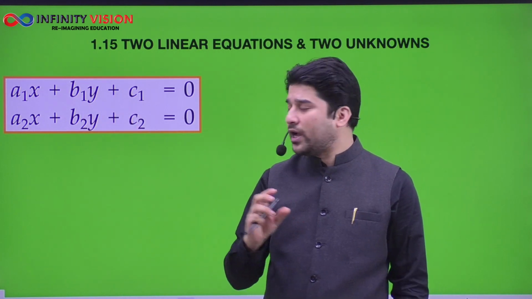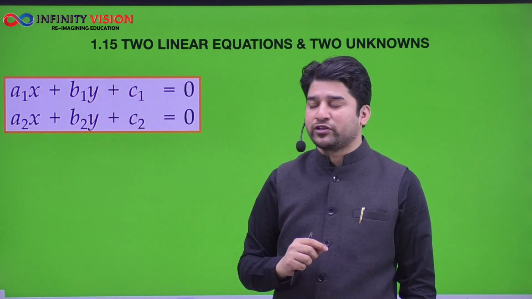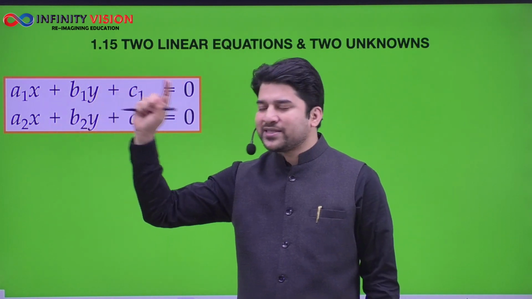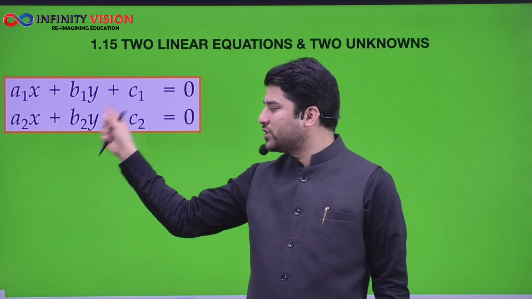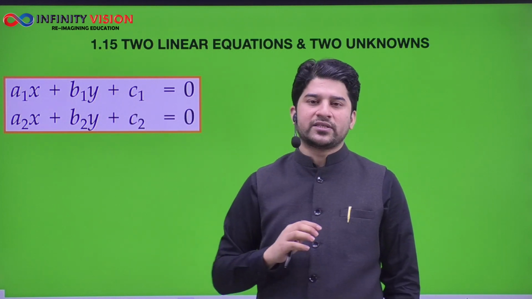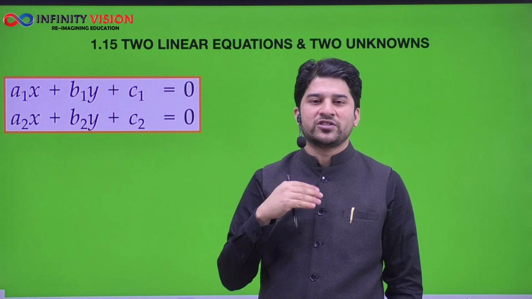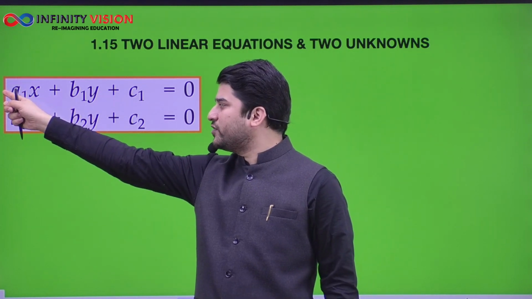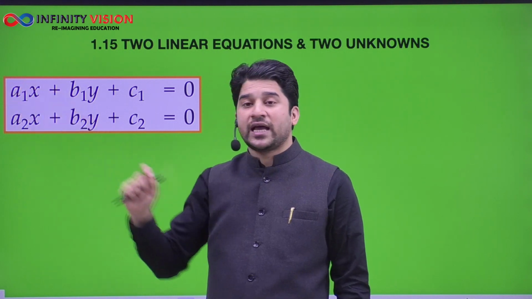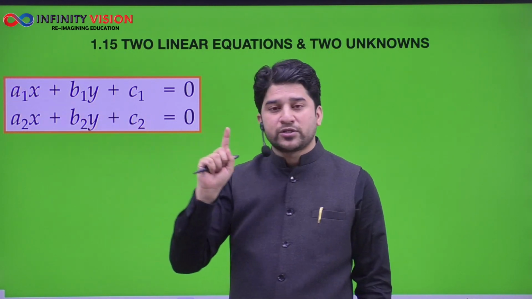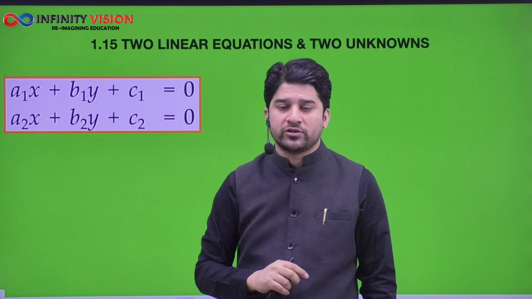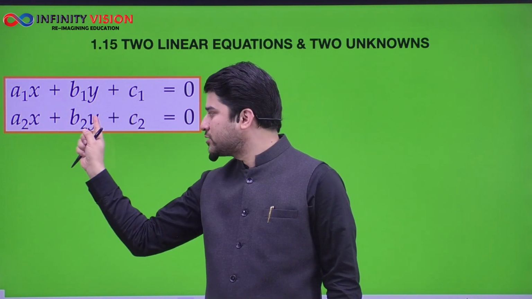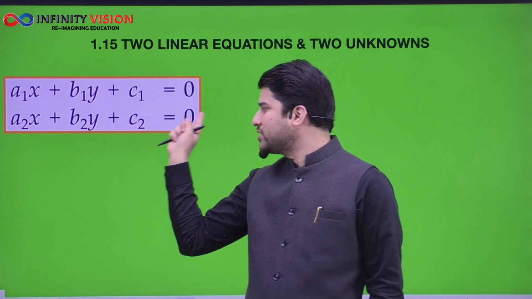So I am going to multiply my first equation by b2 so that my coefficient becomes b1b2, and I am going to multiply my second equation by b1 so that the coefficient becomes b1b2. Once I got the same coefficient, I can subtract these two equations to eliminate that variable. So multiplying the first equation by b2 makes it b2a1x plus b2b1y plus b2c1 equals 0. And I'm going to multiply my second equation by b1, giving b1a2x plus b1b2y plus b1c2 equals 0.